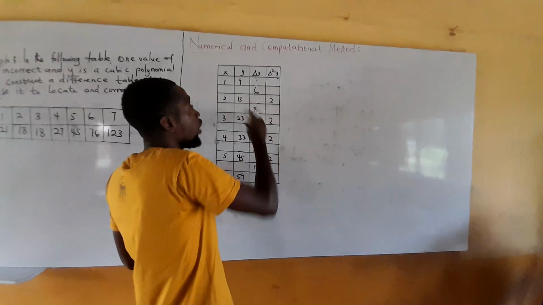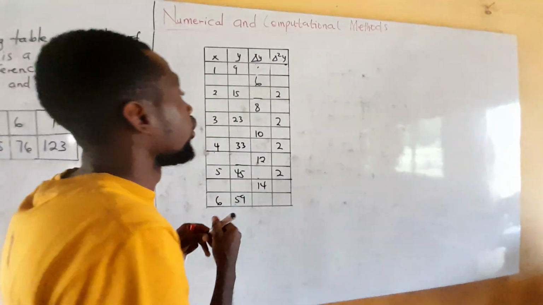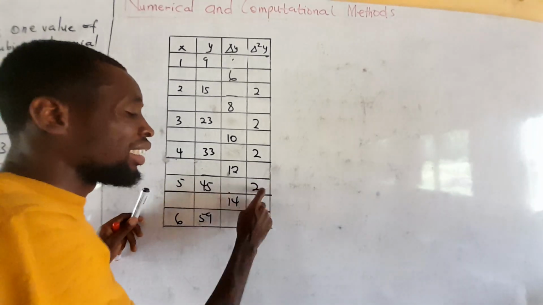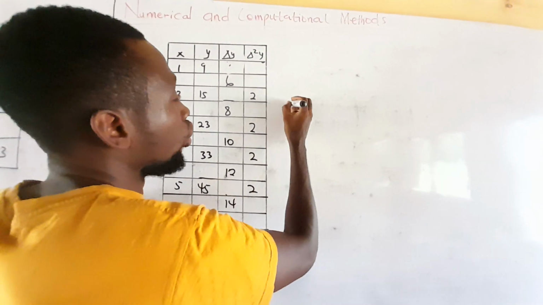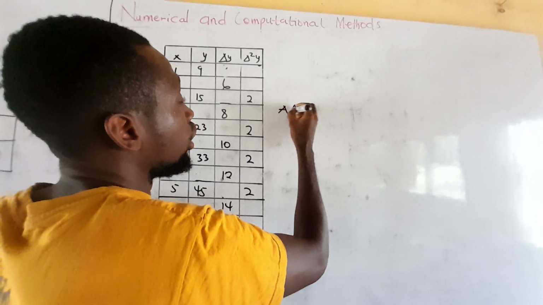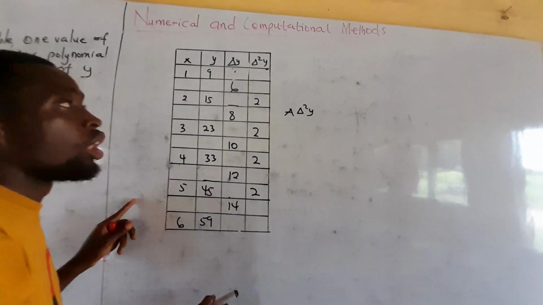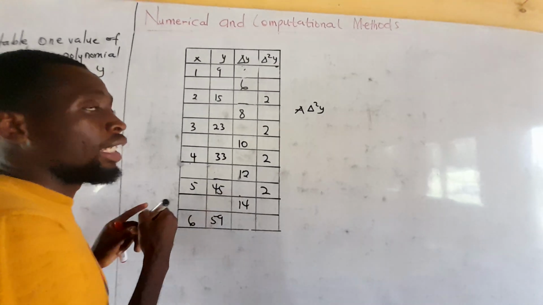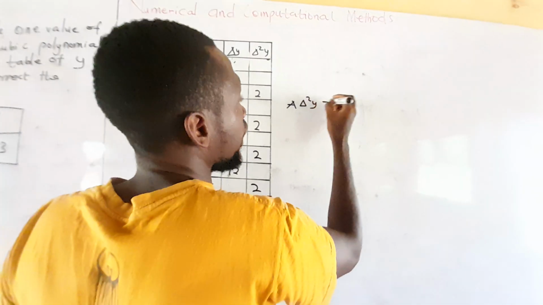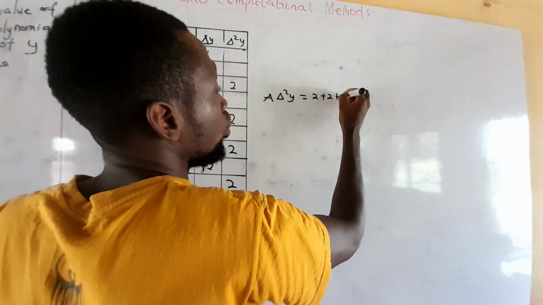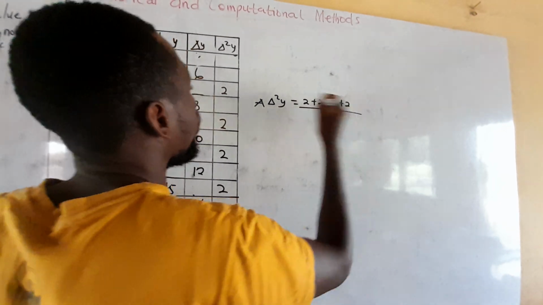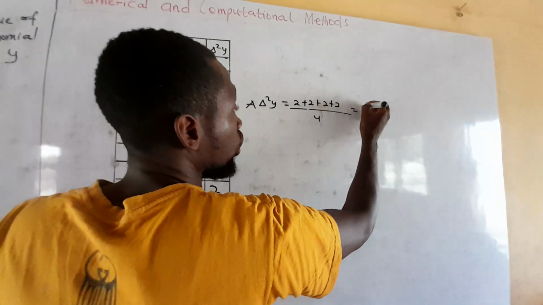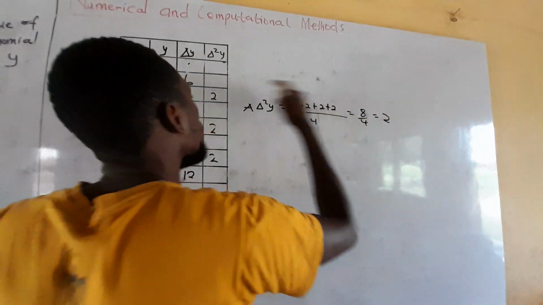So, for instance, if we have this difference table, look at it very well. And I try to find the average of all these values. Look at it. So we can say the average of del square y. Remember, this polynomial is a quadratic polynomial because the second difference is constant. So we can say it's equal to 2 plus 2 plus 2 plus 2 all over the average 1, 2, 3, 4. So all over 4. 2 plus 2 plus 2 plus 2, that's 8. 8 divided by 4 will give us 2.